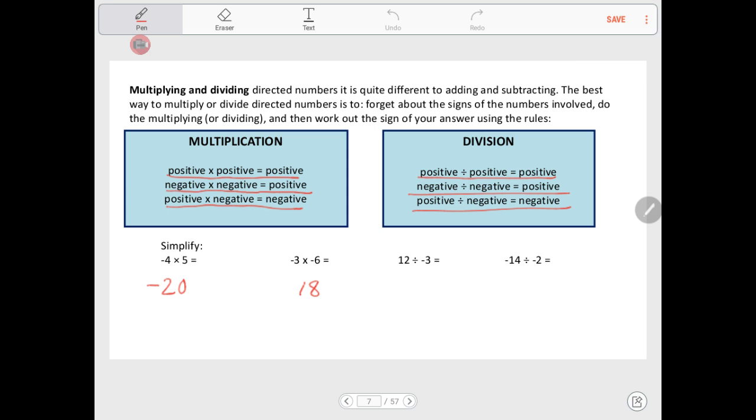Okay, so the negatives for multiplication and division. Two negatives don't need to be next to one another to make a positive, like they do in adding and subtracting.